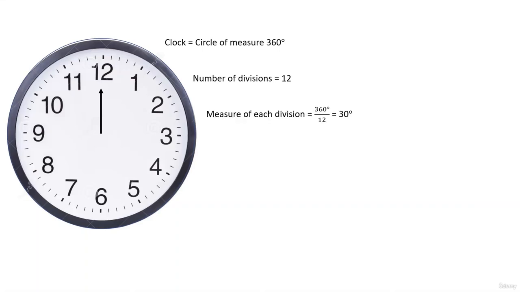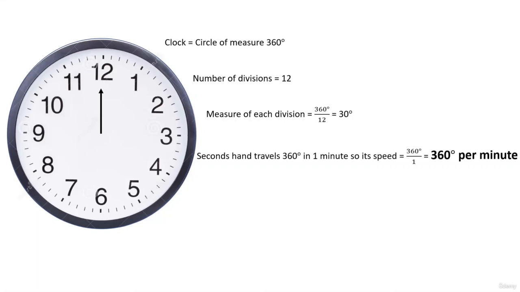Okay. Now there are three types of hands on the clock, right? The seconds hand, the minutes hand, and the hour hand, right? So if you talk about the seconds hand, it completes 360 degrees in how much time? In 1 minute, right? So the speed of this seconds hand is 360 degrees per minute.